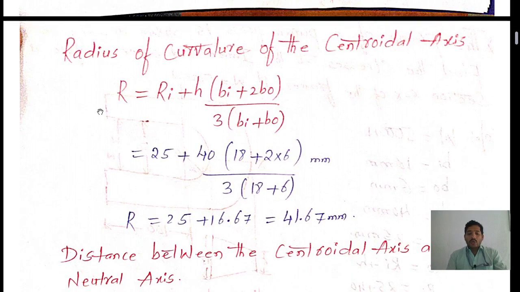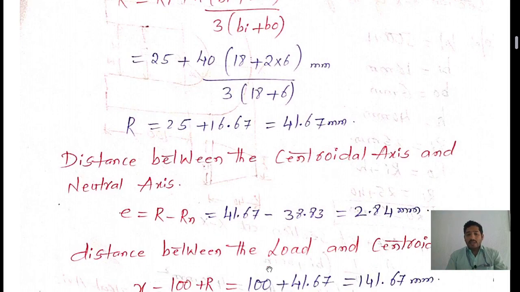For that we have to use the formula: R is equal to inner radius plus height, (inner width plus 2 into outer width) by 3 into (inner width plus outer width). So inner radius is 25 plus height 40, into (inner width 18 plus 2 into outer width 6) by 3 into (inner width 18 plus outer width 6). If you divide this whole value, we get the radius of curvature of the centroidal axis as 41.67 mm. After that, our main intention is to find out the centroidal axis.